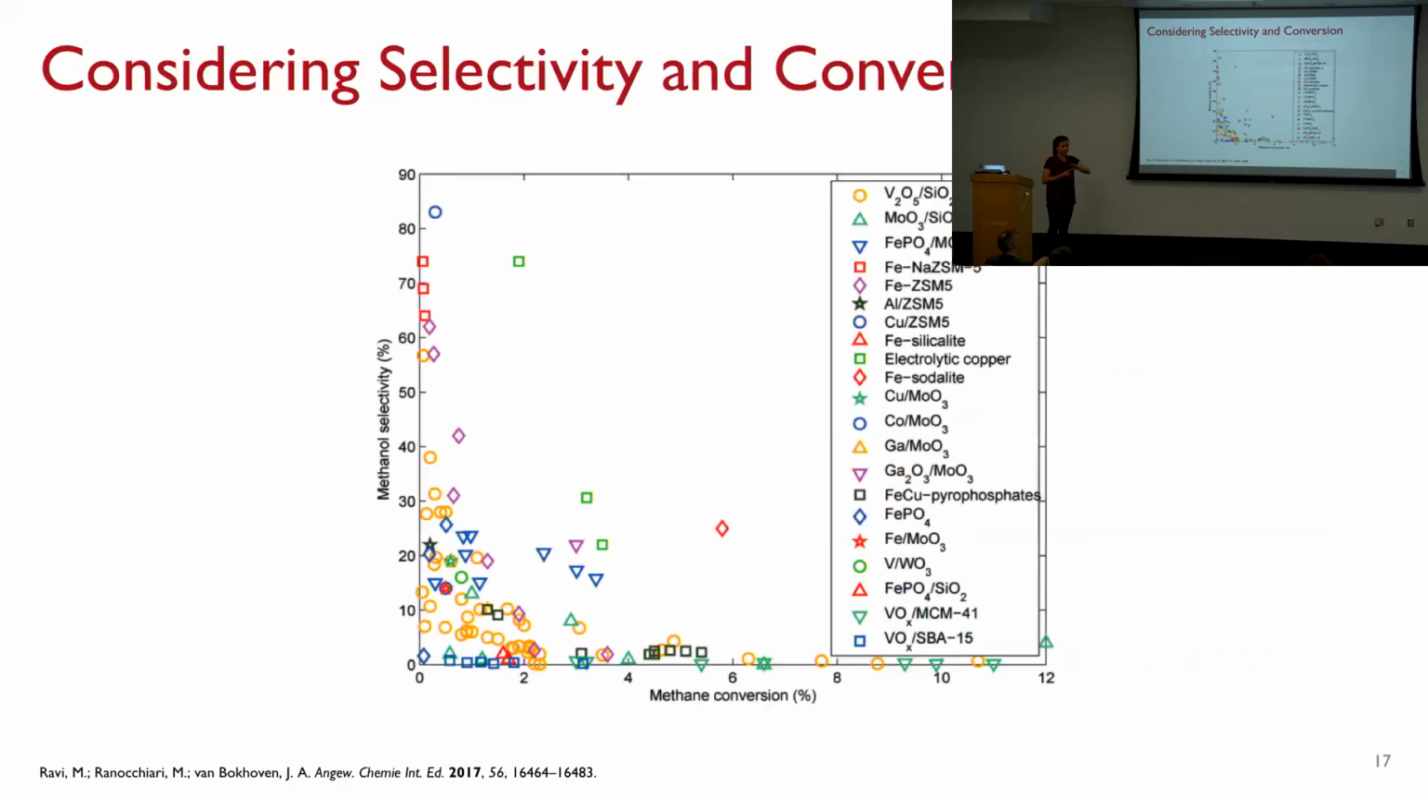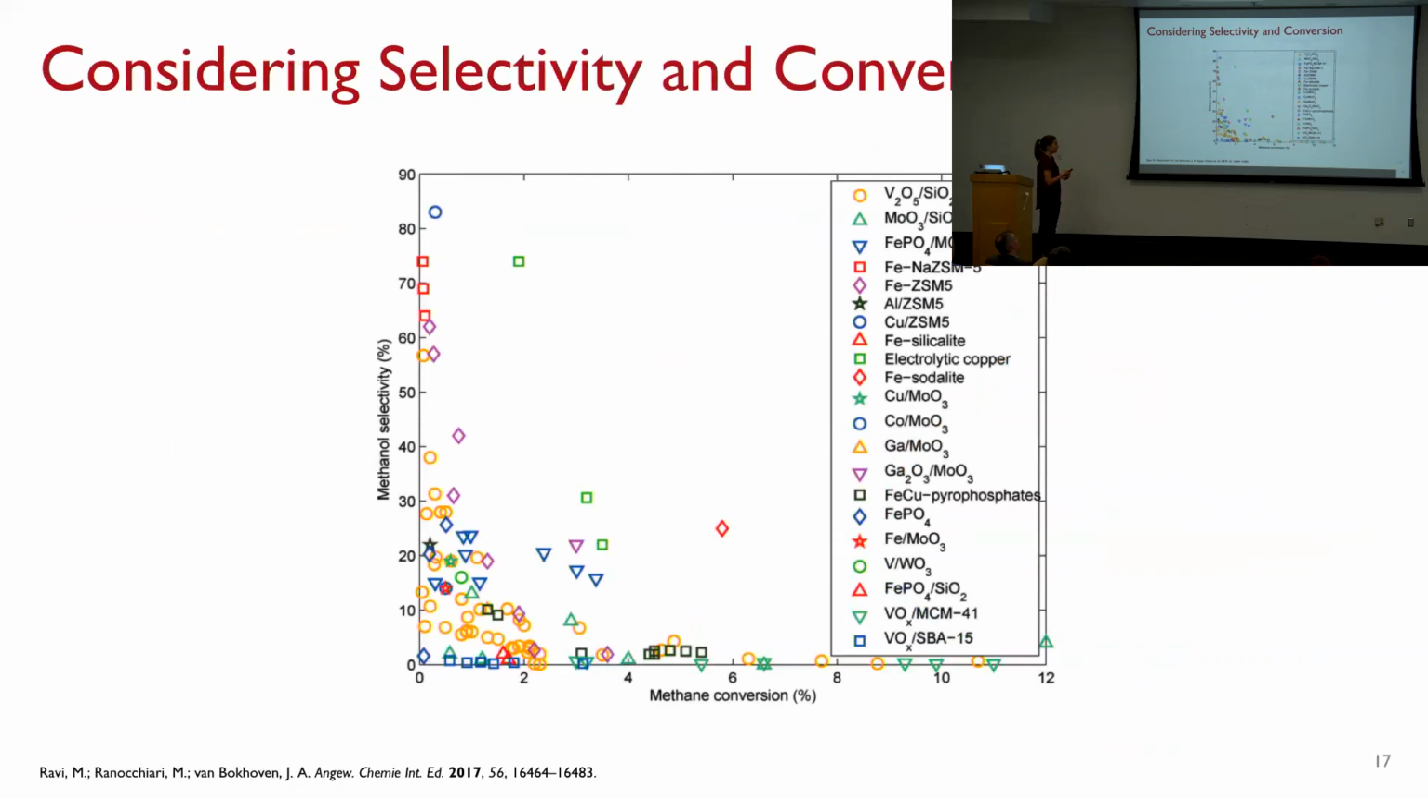But we need to rewrite all of this in terms of selectivity and conversion, as these are the experimentally important quantities for this reaction. This is a plot from a recent review paper showing the methanol selectivity on the y-axis as a function of methane conversion. And what you can see is that there exists some correlation between these two quantities.